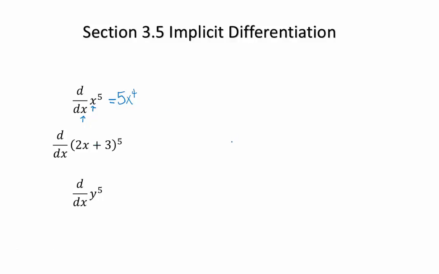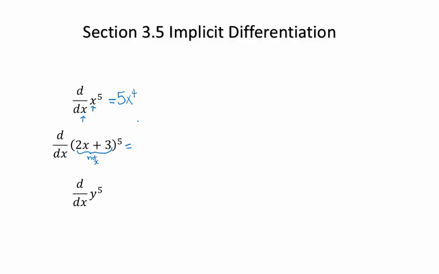We're done. Okay? But then we learned that we could still use that idea of taking the power out front and subtracting 1 from it, even if the base wasn't x. This is not x. As long as we multiply times the derivative of whatever it is. That's the whole idea of the chain rule.